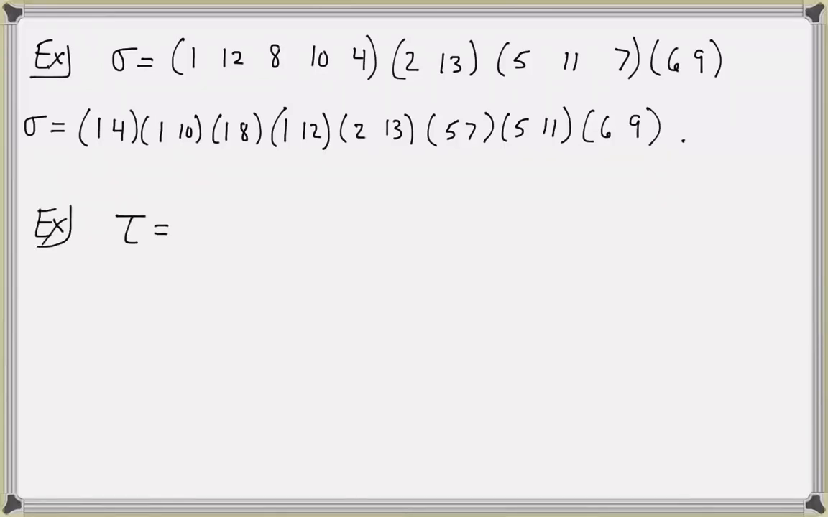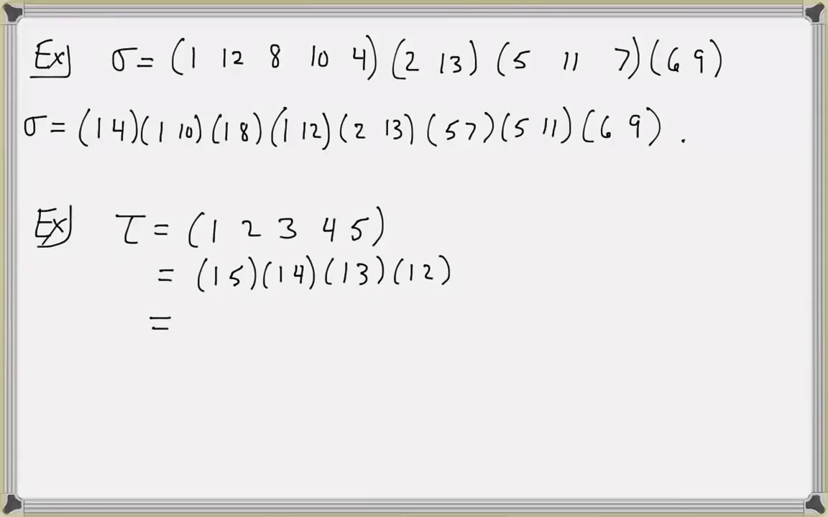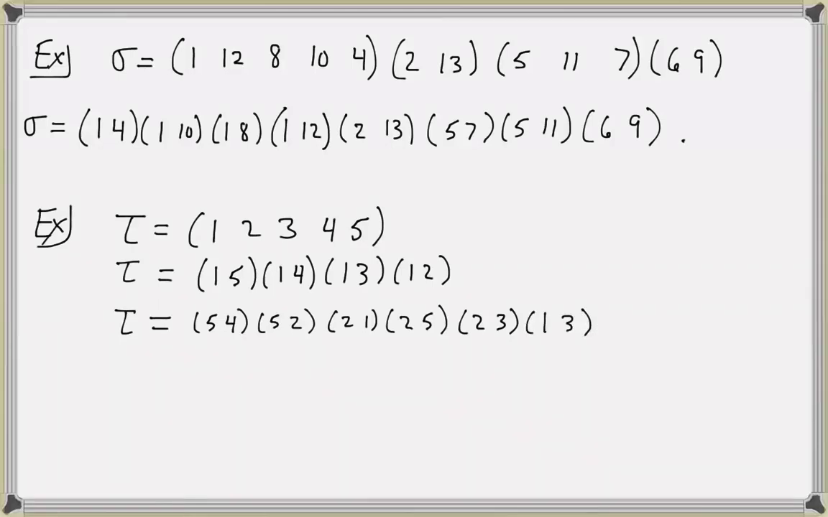Now, if I have tau equal to this 5-cycle (1 2 3 4 5), we already showed that this can be written as the product (1 5)(1 4)(1 3)(1 2), but it's actually a fact that I can write tau also as the product (5 4)(5 2)(2 1)(2 5)(2 3)(1 3). Again, you can verify that these products are equivalent. But I want to point out that I've just written tau as a product of 4 transpositions and a product of 6 transpositions. So this is what I was talking about. Anytime you write it as a product of transpositions, it's going to have the same parity as the other one. So they're either always an even number of transpositions or always an odd number of transpositions.